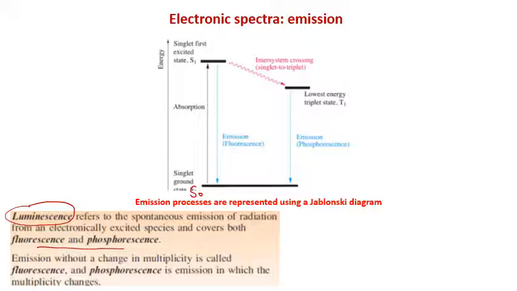And what is phosphorescence? Phosphorescence is when the spin multiplicity changes, from triplet state to singlet state, T1 to S0. When this kind of radiative transition happens, it is called phosphorescence. Fluorescence and phosphorescence are both independent properties of the molecule.